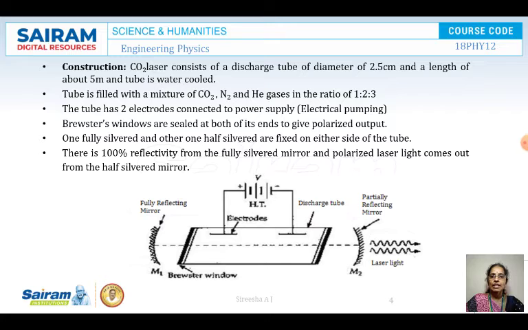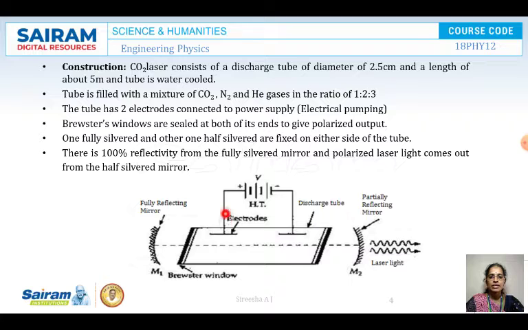Now we go with the construction of a CO2 laser. You can see here in the diagram, the CO2 laser consists of a discharge tube of diameter 2.5 centimeters and a length of about 5 meters, and the tube is water cooled. The tube is filled with a mixture of CO2 gas, nitrogen gas and helium gas in the ratio of 1:2:3.